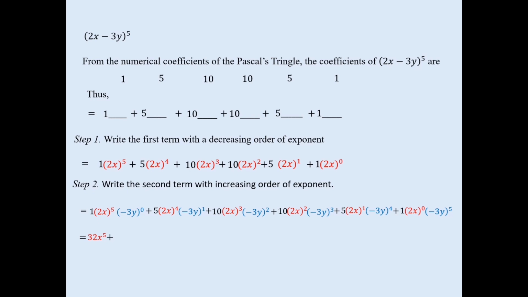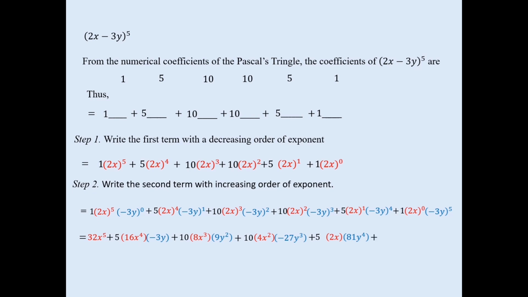Plus 5, 2x to the 4th is 16x to the 4th, and negative 3y raised to the power of 1 is just simply negative 3y. Plus 10, 2x cubed will give you 8x cubed, and negative 3y squared is 9y squared. That's negative 3 times negative 3 is positive 9. Plus 10, 2x to the power of 2, squared is 4x squared, and negative 3y cubed is just simply negative 27y cubed plus 5. 2x to the power of 1 is 2x, and negative 3y to the power of 4 is just simply 81y to the power of 4. That's 3 times 3 times 3.